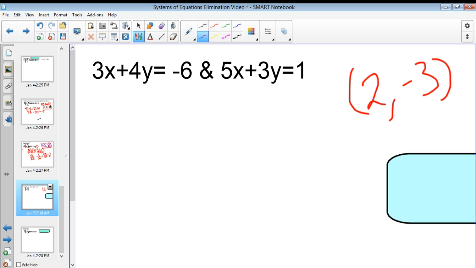So here it doesn't really matter what I get rid of. I can either get rid of my x's or my y's. I'm going to choose to get rid of my y's here just because. It doesn't really matter which one you do.